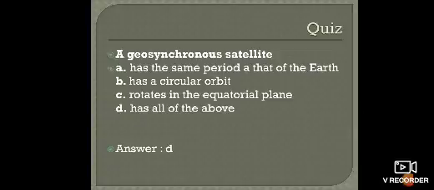It also has a circular orbit, because it is rotating in a circular way, and it rotates in the equatorial plane. So it has all these properties. It has the same period as the Earth, a circular orbit, and rotation in the equatorial plane, and all of the above. That is the answer.